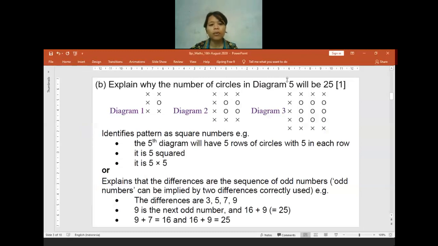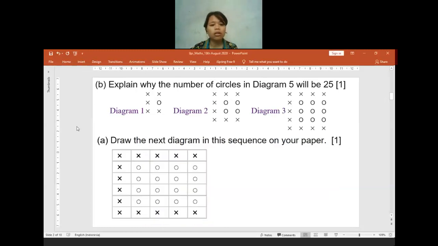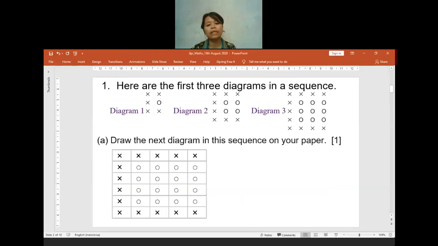For question one, we already have some diagrams, some pattern in here. And then what do we have to do? We have to find, wait, yeah, sorry, is it P? Yeah, for question one, we have to find the next diagram, diagram 4. And then you can check how many crosses are there, how many circles are there.